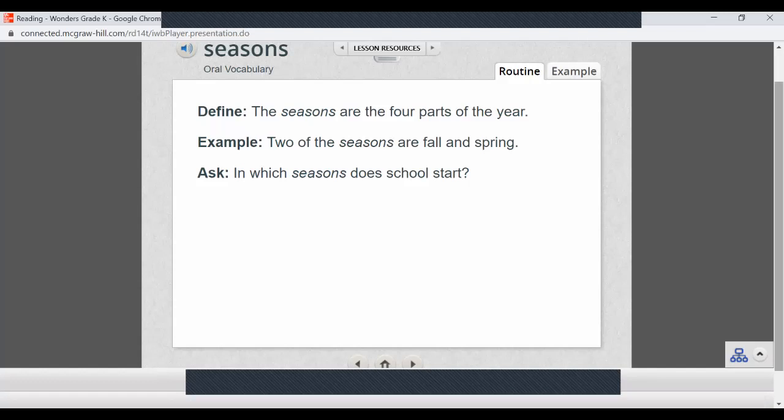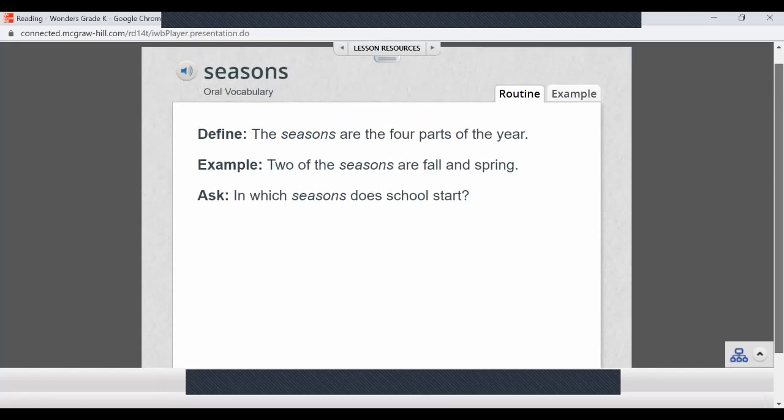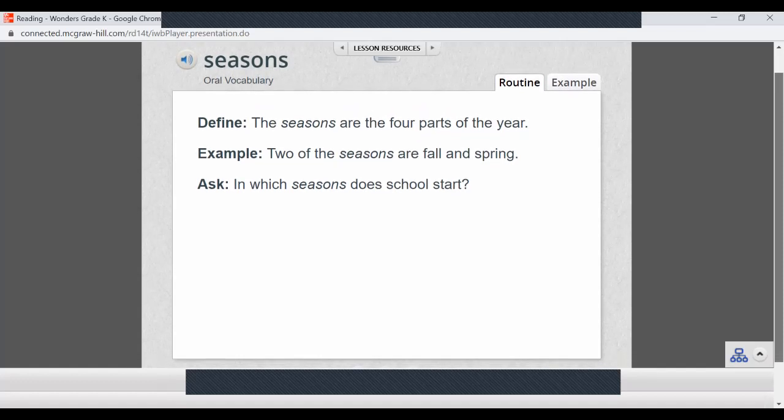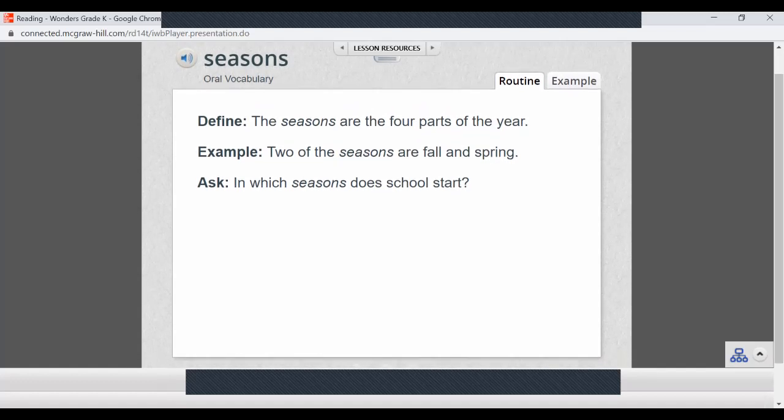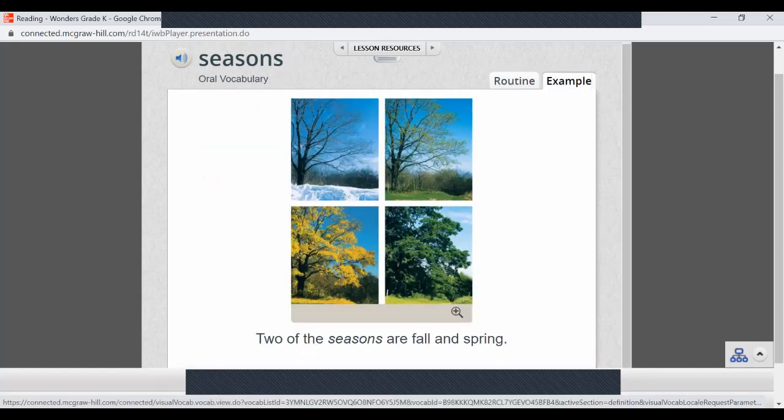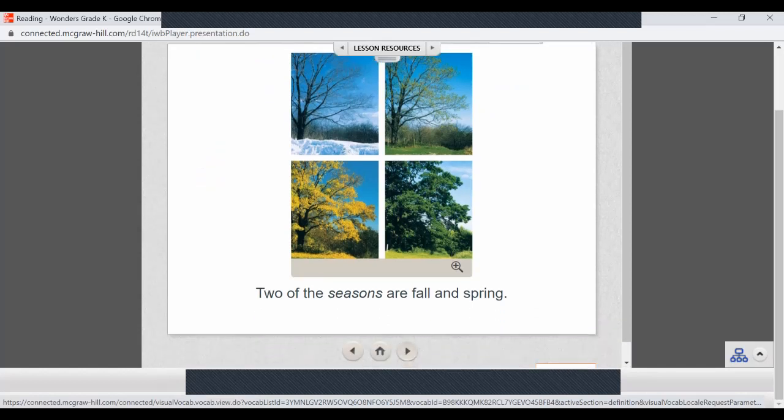Our next vocabulary word is seasons. Can you say seasons? The seasons are the four parts of the year. Two of the seasons are fall and spring.